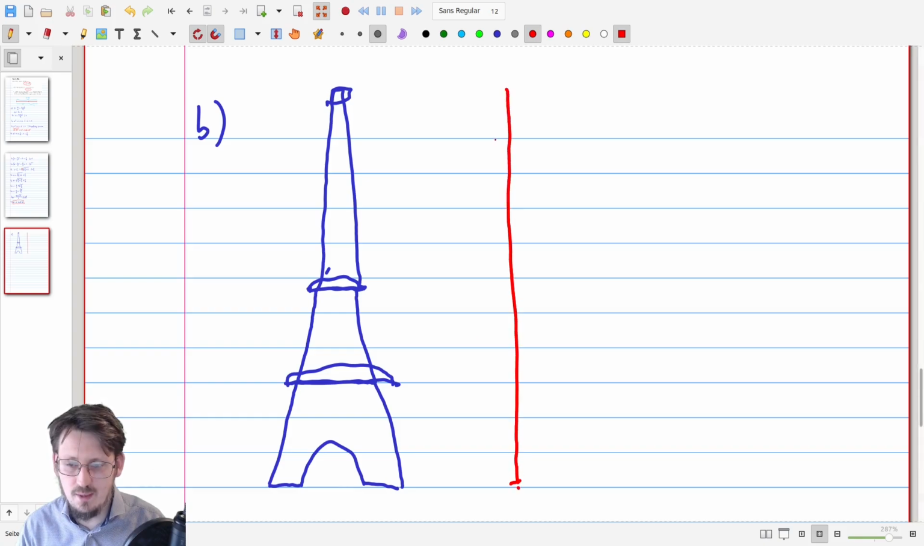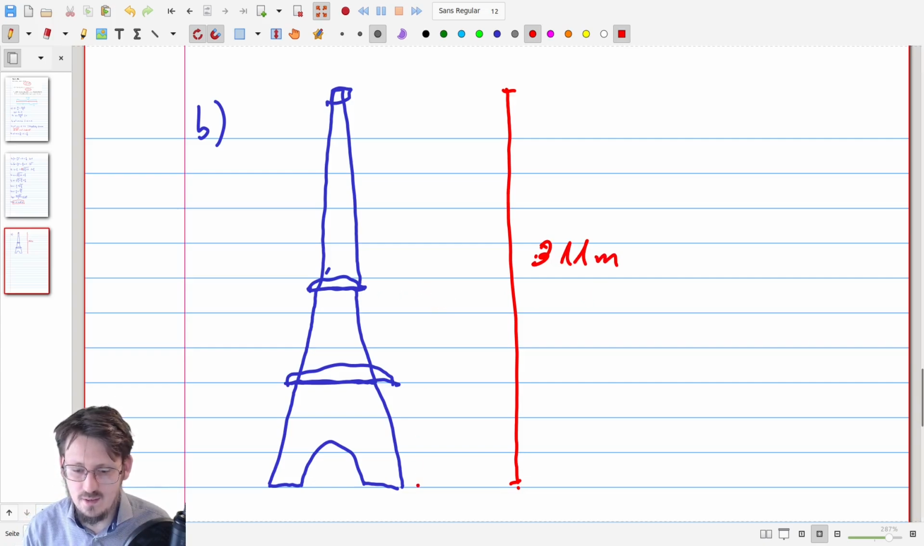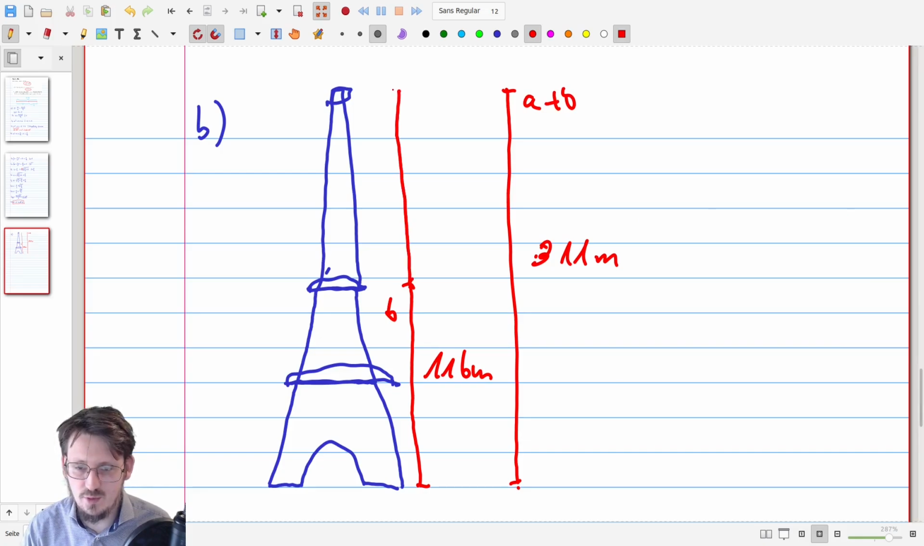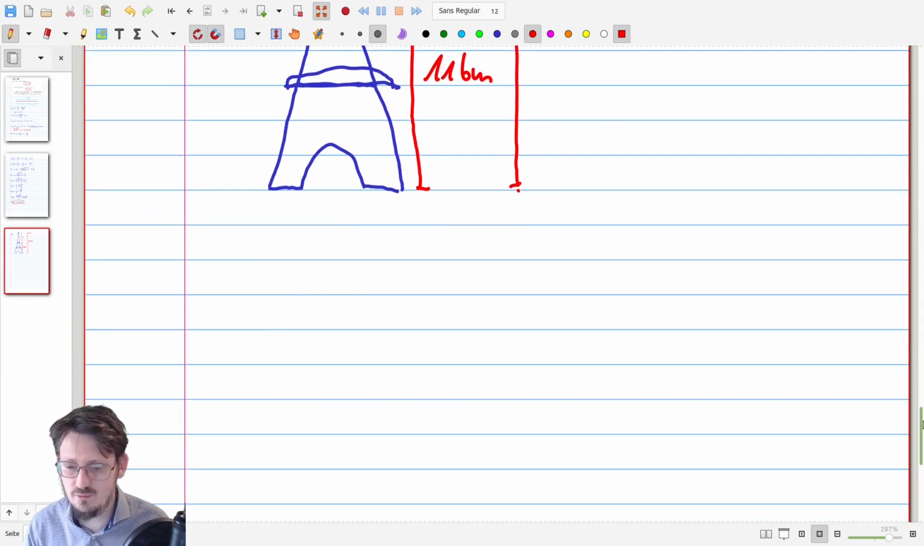Now we choose another color, maybe red. This is 311 meters. And then what we also have is the distance here between the ground level and the middle platform. Yeah, and this is 116 meters. And this is actually our B, and this is our A plus B, the full length. So this is the smaller part, and what is not known until now is our length A, but we also don't need this, as we will see in a few minutes.